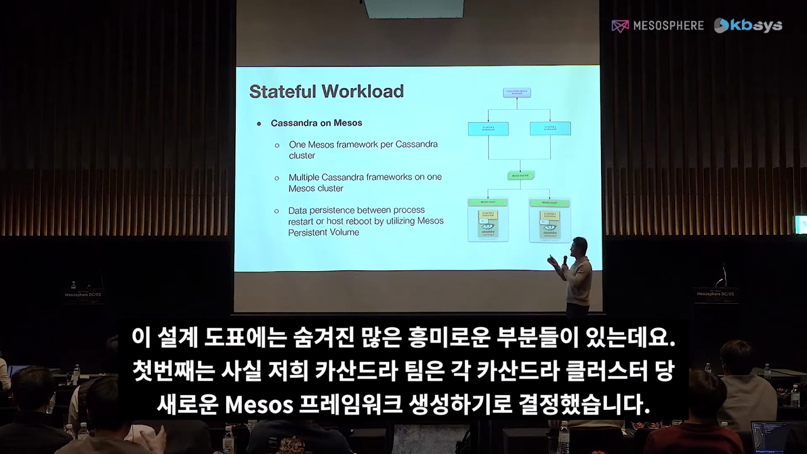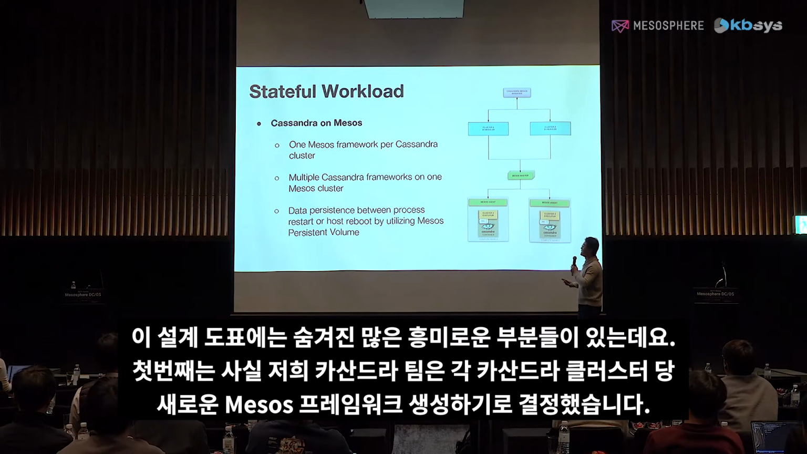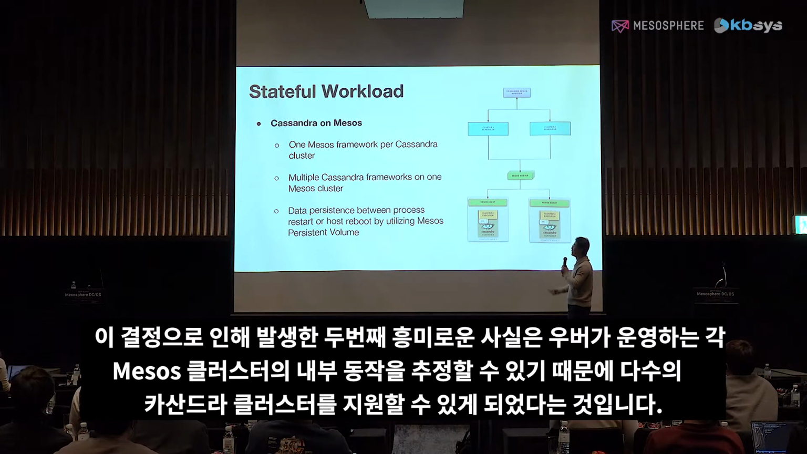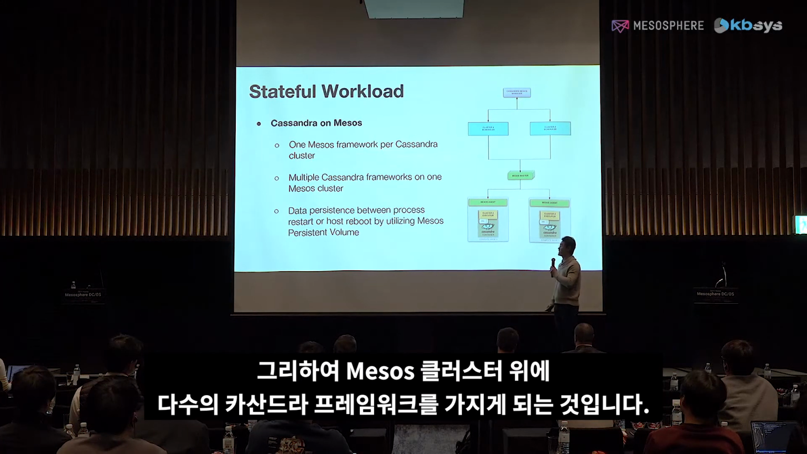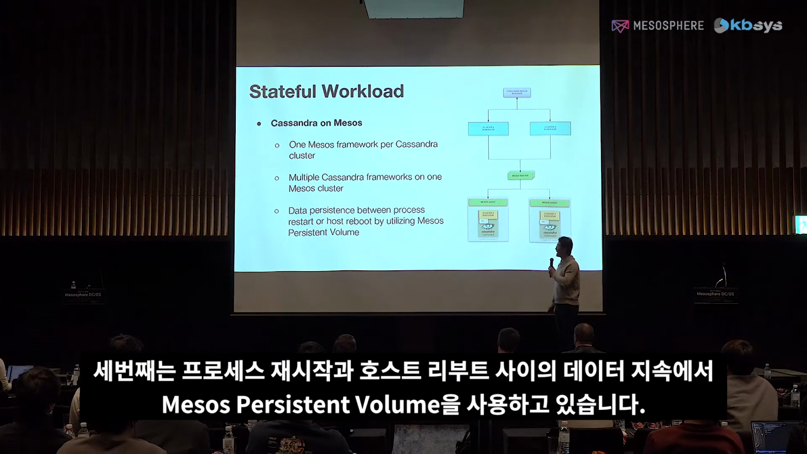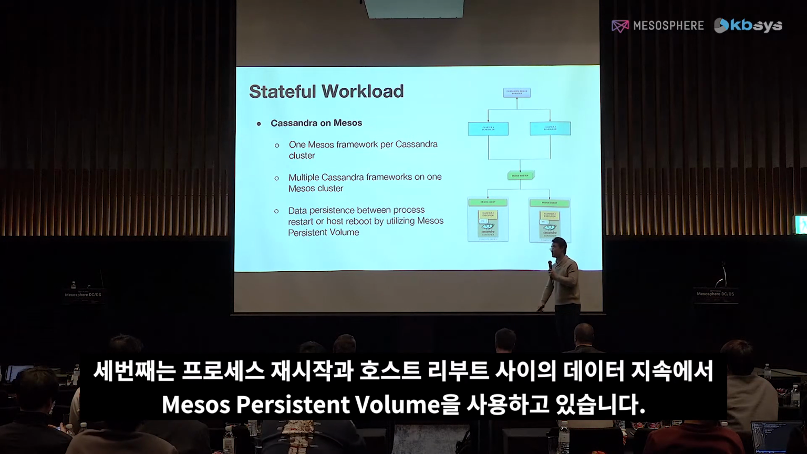There are several interesting highlights behind this architecture graph. The first one is that the Cassandra team made a decision to spawn up a new, separate Mesos framework per Cassandra cluster. This decision also leads to the second point: you can imagine that inside each Mesos cluster Uber operates, we often support multiple Cassandra clusters. In that case, we're going to have multiple Cassandra frameworks on top of the Mesos cluster. And the third part is data persistence between process restarts or host reboots. We're utilizing Mesos persistent volume to achieve that.